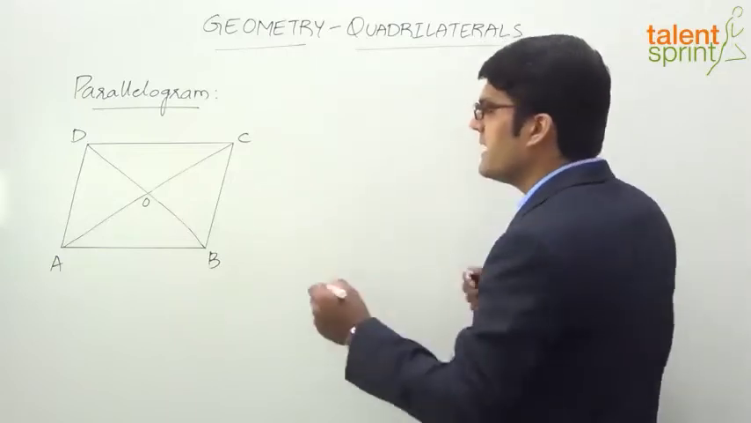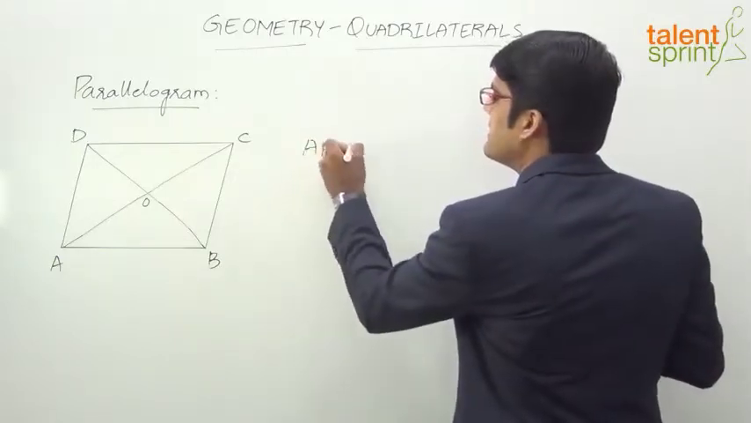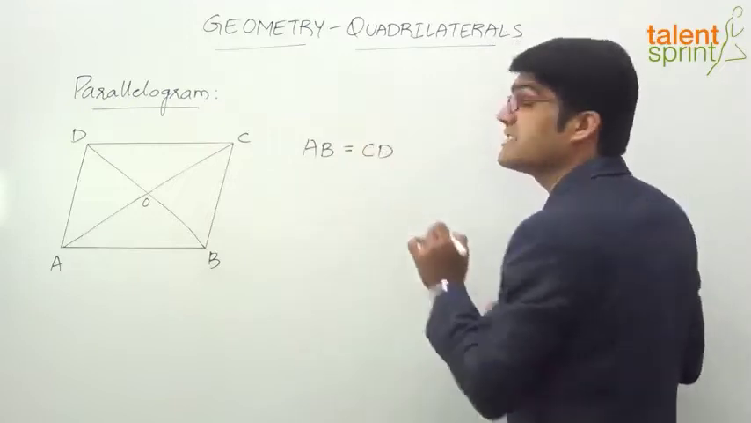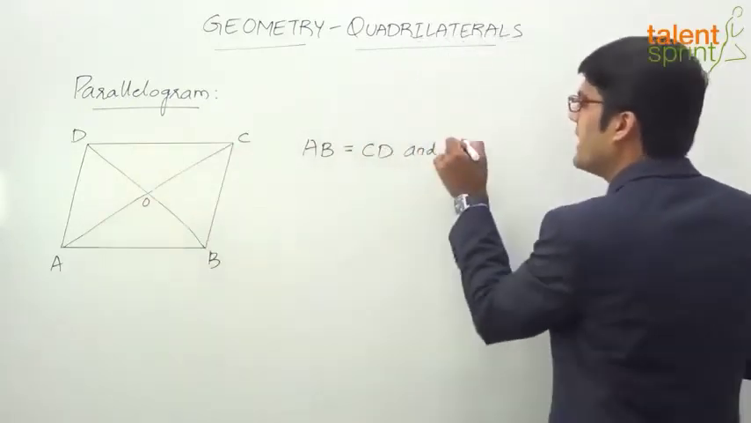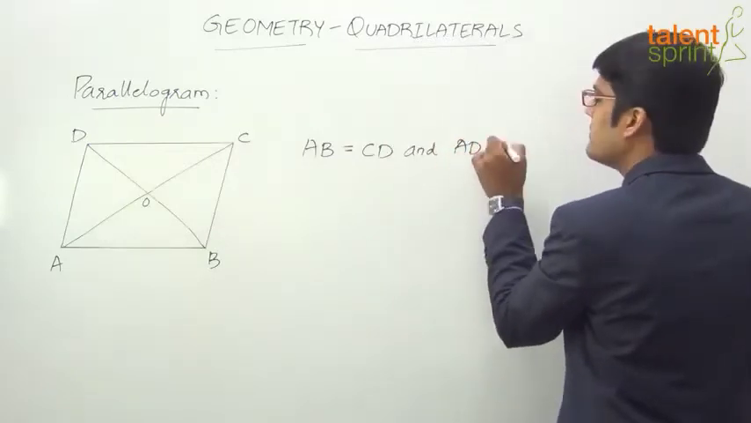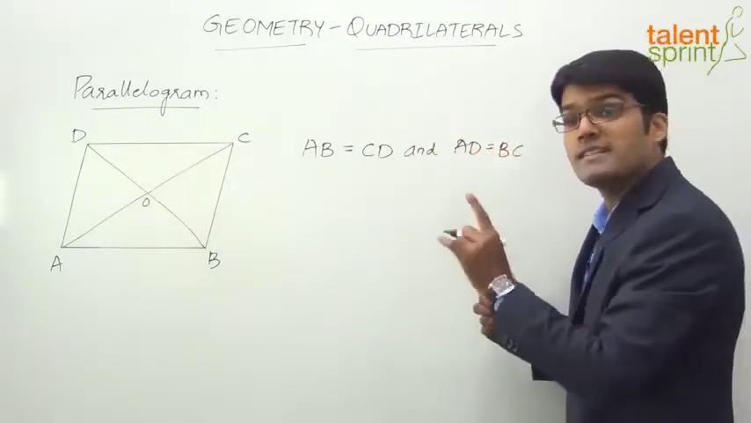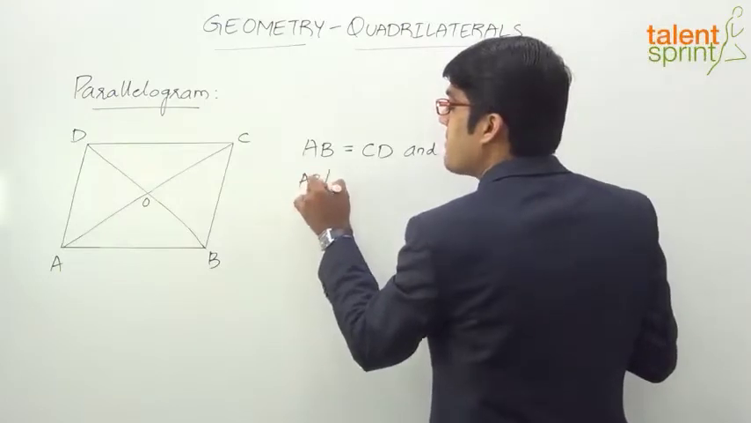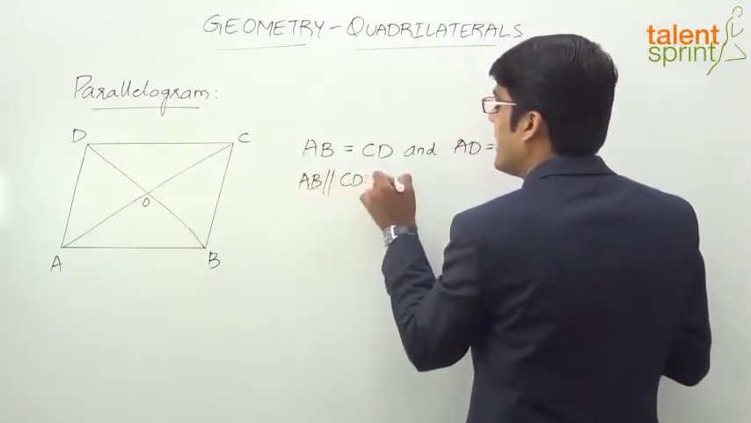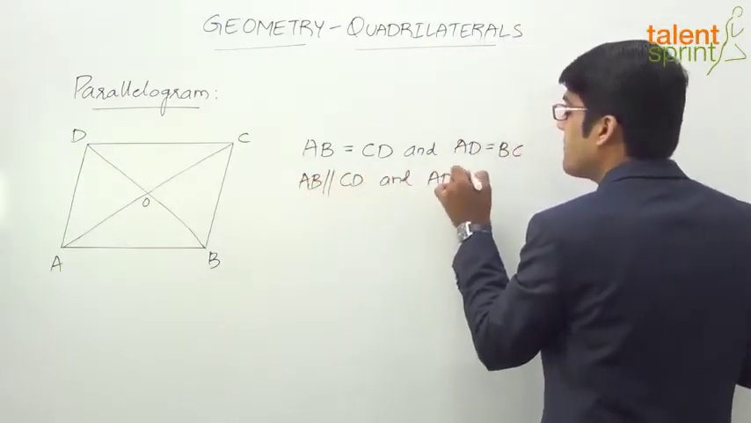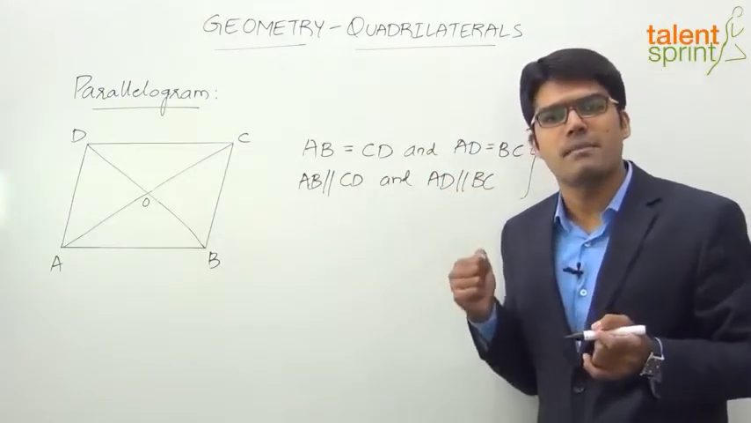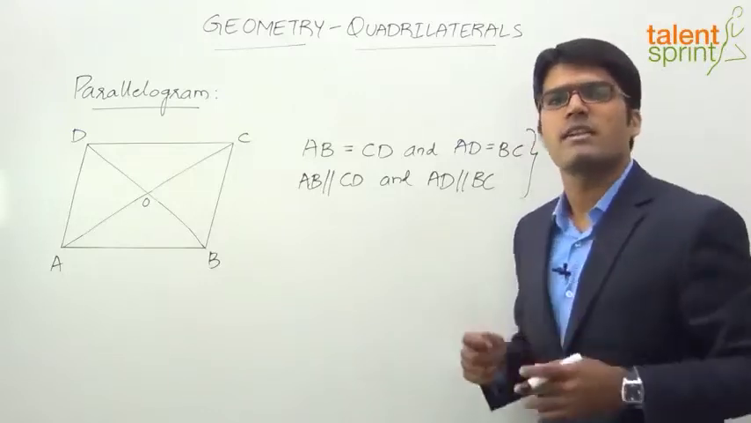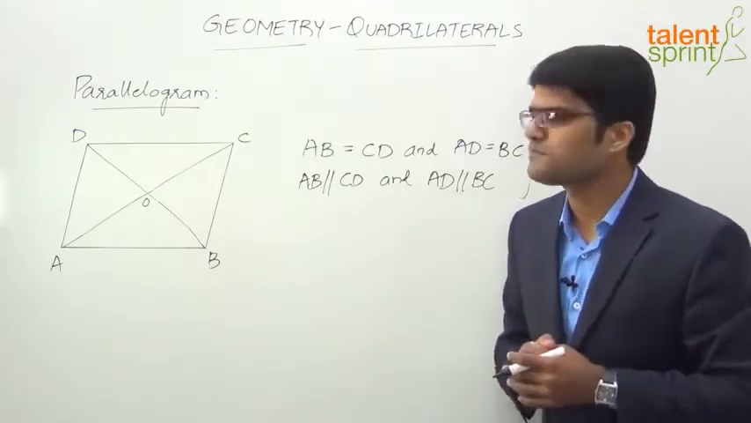Alright, so we can say that AB is equal to CD. Opposite sides are equal, and the other pair of opposite sides is also equal. AD is equal to BC, and also the opposite sides are parallel. So we can say AB is parallel to CD and AD is parallel to BC. So this basically defines a parallelogram. The opposite sides are parallel and equal. Such a quadrilateral can be treated as a parallelogram.